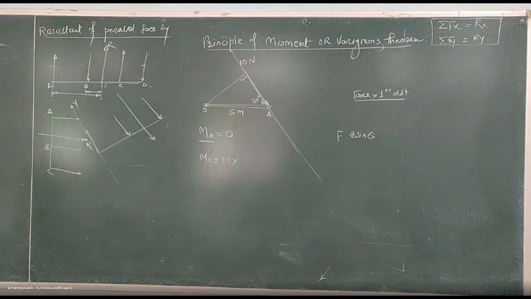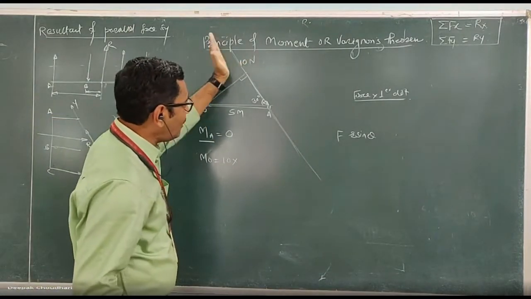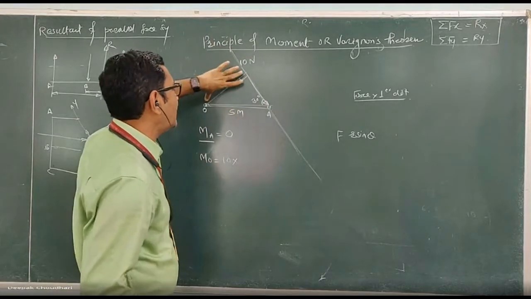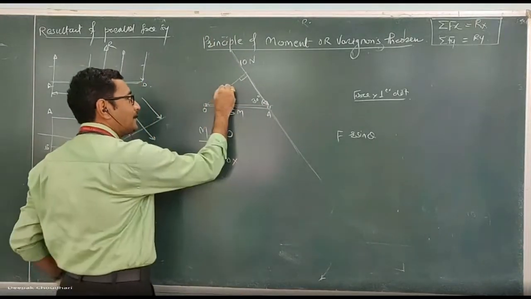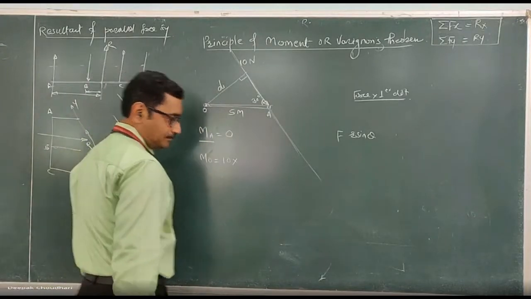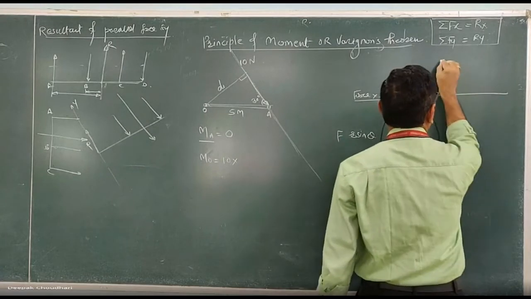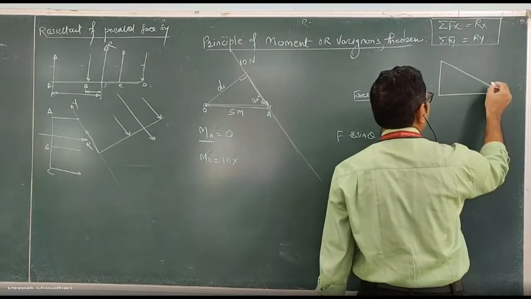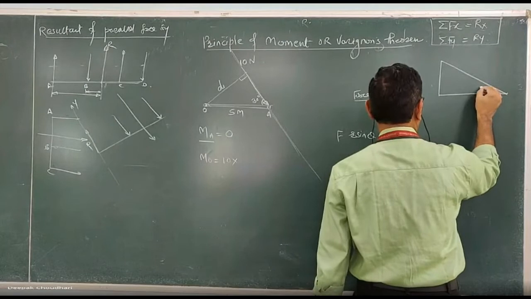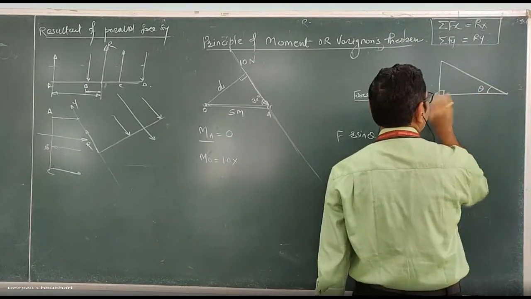Understood? Perpendicular distance is the shortest distance of this line from the moment center. So you have to drop a perpendicular on the line of action of the force from the moment center to get this perpendicular distance. तो इसका ये परपेंडिकुलर डिस्टेंस आ गया है d1. Let it be d1. Now next very important thing which you have to remember, because every time it is not possible to explain all these things. Here, suppose this is theta, and with respect to this is a right angle triangle.